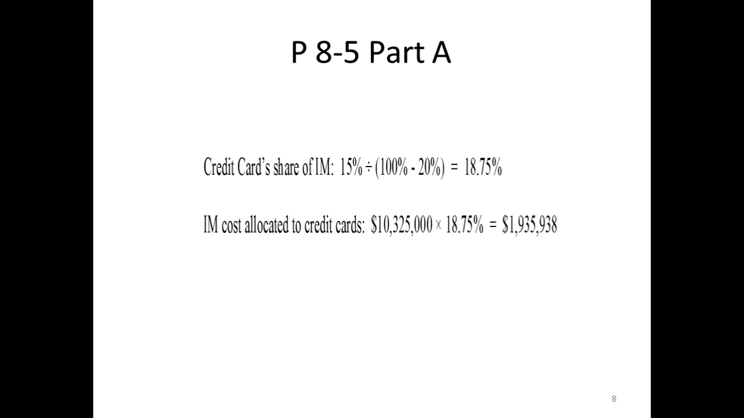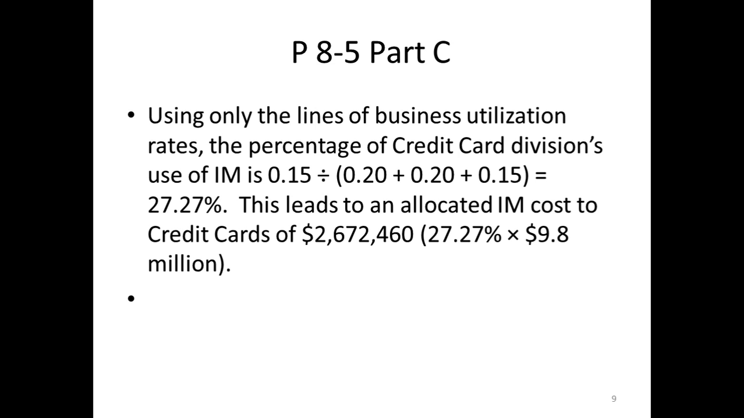The denominator is now 80%. 15 out of 80, or 18.75, goes to credit card. So the credit card share of IM is $10,325,000, IM plus its proportion of the telecom costs times 18.75. So we have an allocation, using the step-down method, of $1.935 million.